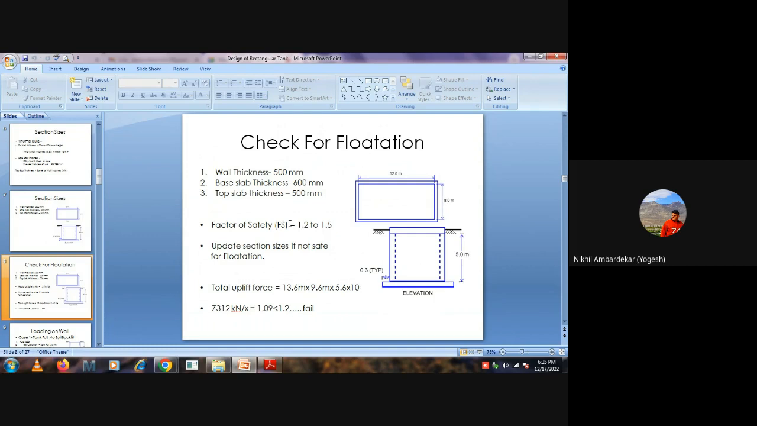If the tank is subjected to underground water pressure, then we have to find out the uplift check. If it is fine, then our assumed member sizes or thicknesses are totally safe. So then we can start digging more into the analysis.